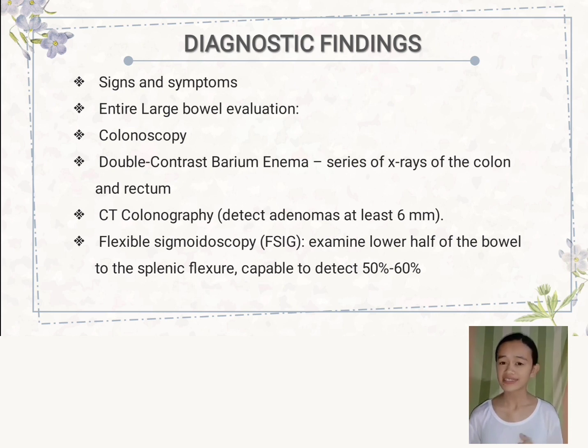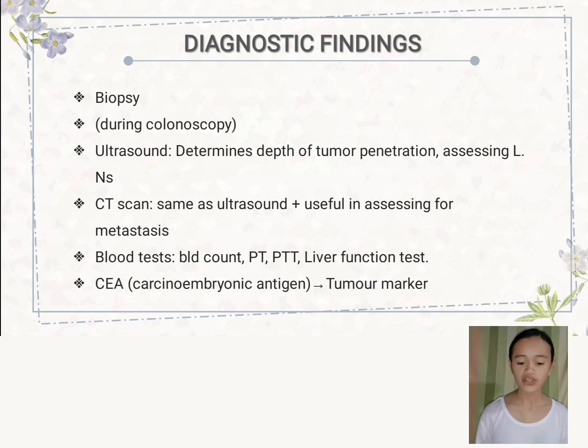Diagnostic findings is all about the signs and symptoms, the entire large bowel evaluation, the colonoscopy, the double contrast barium enema with series of X-rays of the colon and rectum, the CT colonography that detects adenomas at least 6 mm, flexible sigmoidoscopy, which examines the lower half of the bowel to the splenic flexure and is capable of detecting 50 to 60%, the biopsy during colonoscopy, the ultrasound that determines the depth of tumor penetration and assesses LNs, the CT scan, same as ultrasound, plus it is useful in assessing for metastasis, the blood tests: the blood count, the prothrombin time, the partial thromboplastin time, the liver function test.